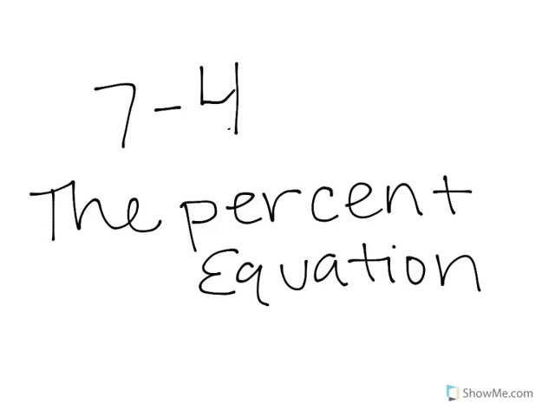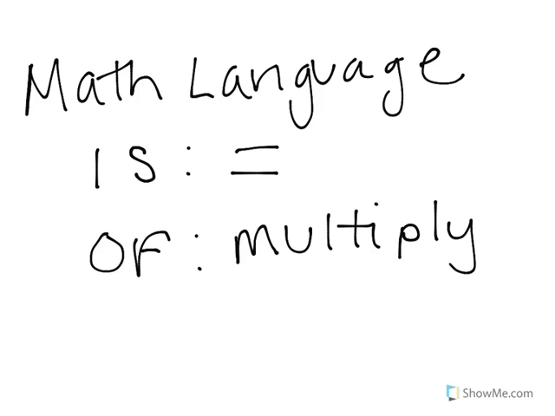This lesson is on section 7-4, the percent equation. First let's go over some math language. The word "is," please remember that means equal sign. And the word "of," please remember that means multiplication sign or to multiply. So "is" means equal, "of" means multiply.